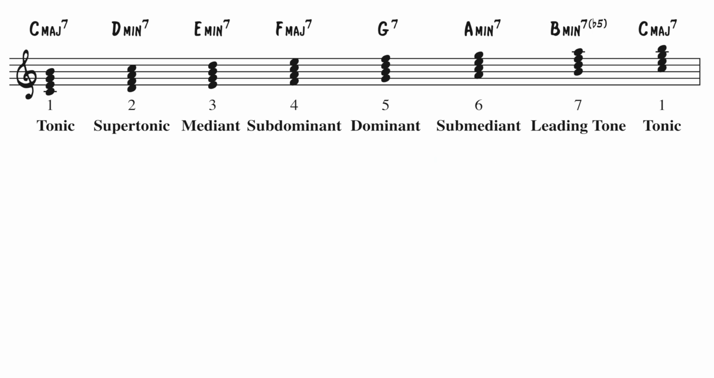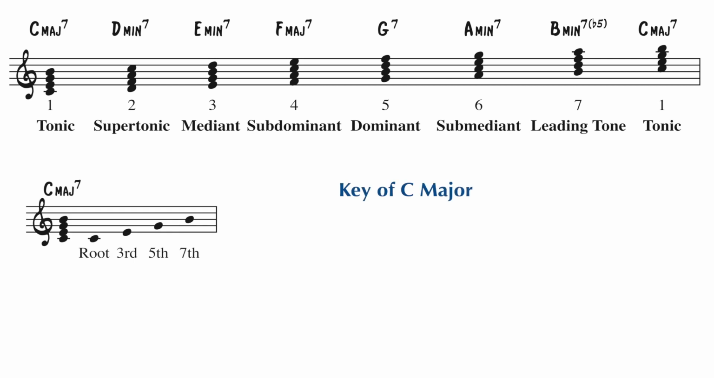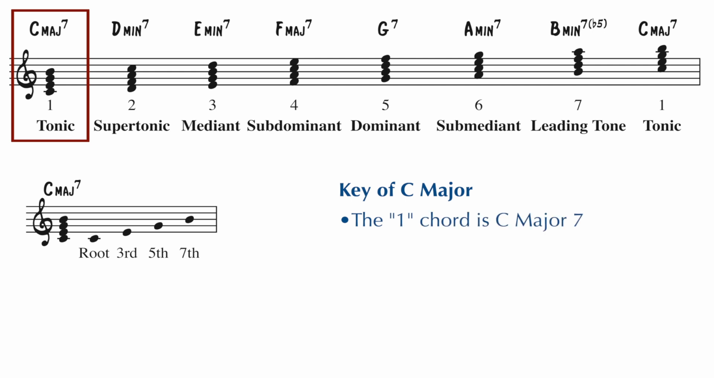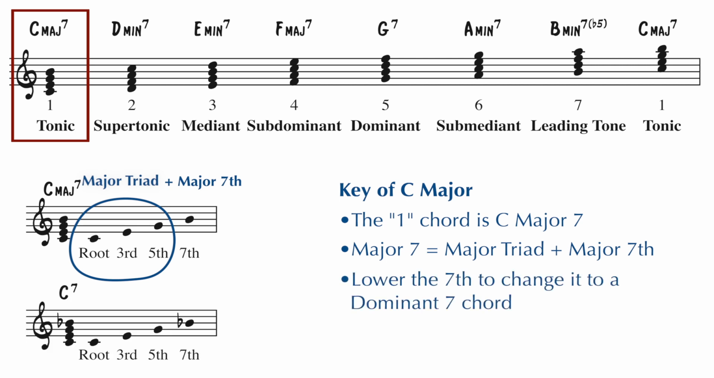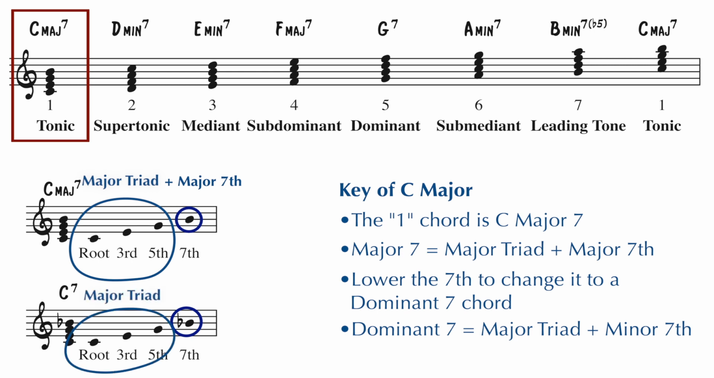Now we're going to alter the 1 chord. In the key of C major, the 7th chord based on the 1, or tonic, is C major 7, which has a major triad on the bottom and a major 7th added above the root. We're going to alter this chord by lowering that major 7th from B to B flat. And now we have a C7 chord. C major triad on the bottom with the minor 7th, that B flat, on top.